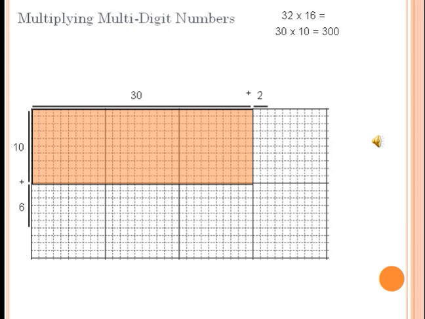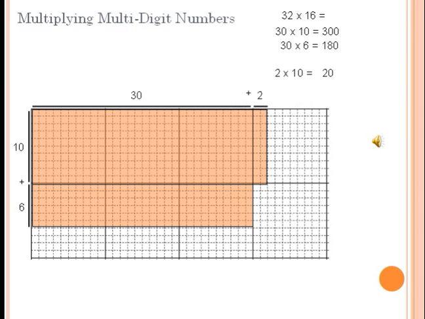We then can solve 30 times 6. Again, we can see in the base 10 pieces that 30 times 6 equals 180. Our next step is to do 2 times 10, which we can see is 20. And lastly, we have that smallest piece, which is our 2 times 6, which equals 12. To find the total area, we now know that we just need to add those 4 partial products up, getting that final answer of 512.